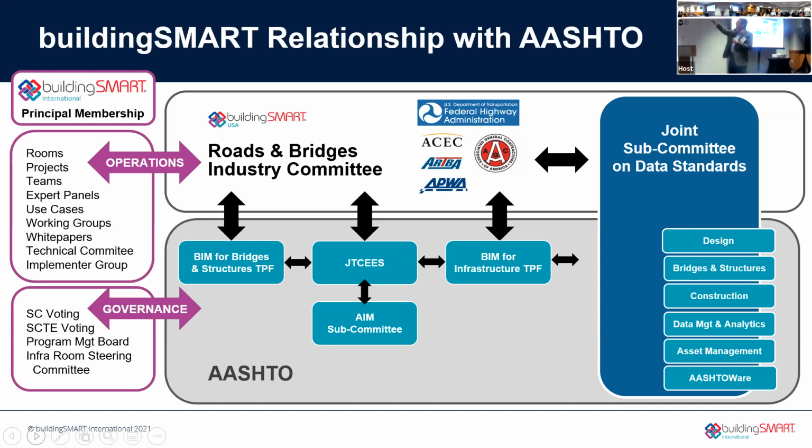And I also want to emphasize there are two levels at which AASHTO is working with buildingSMART International. One is the operations level that's working in the rooms, like the Infra Room, but there also is a role there on the governance side. With AASHTO's principal membership in buildingSMART International, they do have voting rights for the schema and for some of those critical elements. So that really helps to ensure that the U.S. interests are considered, that the schema is going to work for our needs as well as everyone else's needs. So it's really both the operations side as well as the governance side.